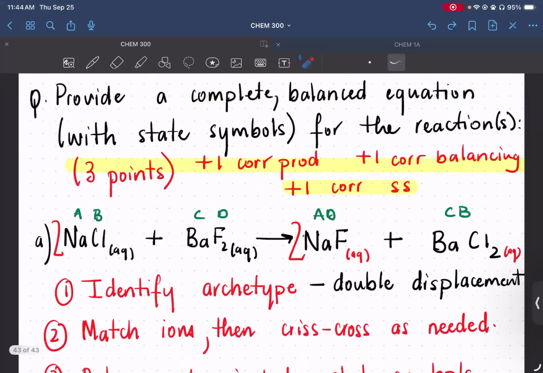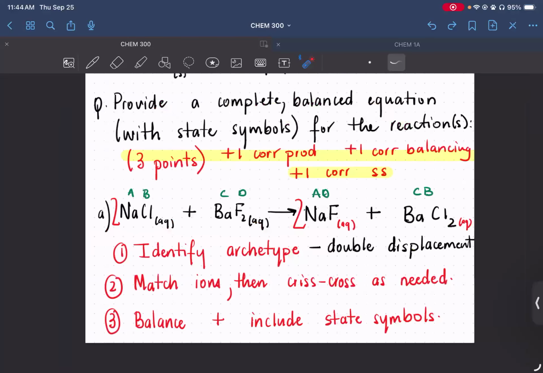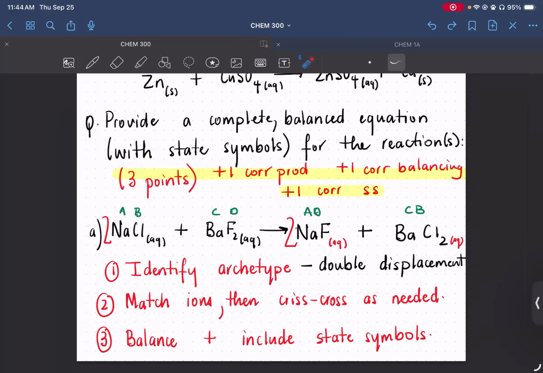All of this information that we've gotten so far is what really helps us answer the very simple question, provide a complete balanced equation with state symbols for the reaction shown below. I even went so far as to tell you that each reaction will be worth 3 points, and I've broken down what the 3 points come from.